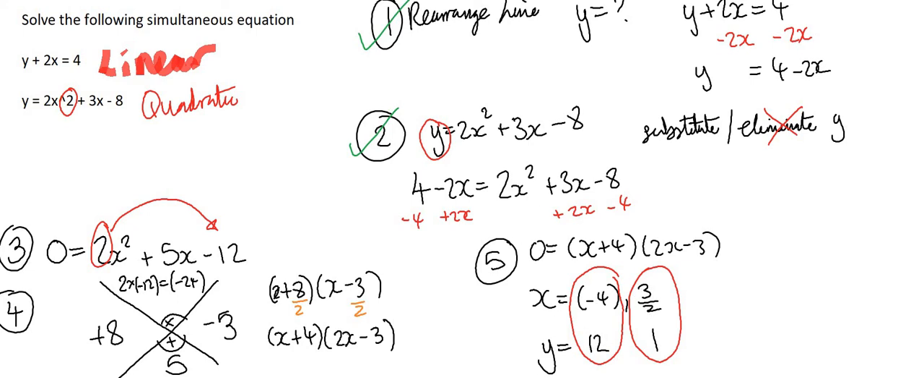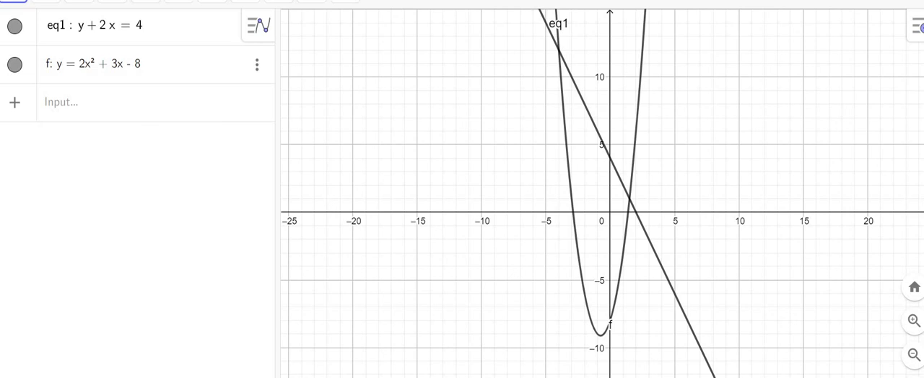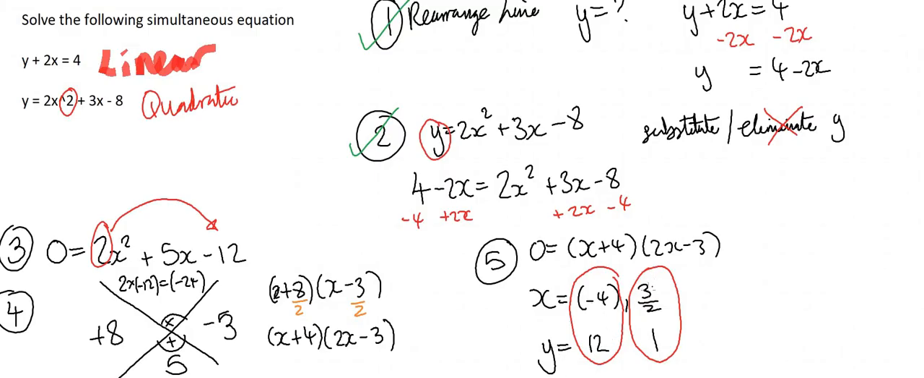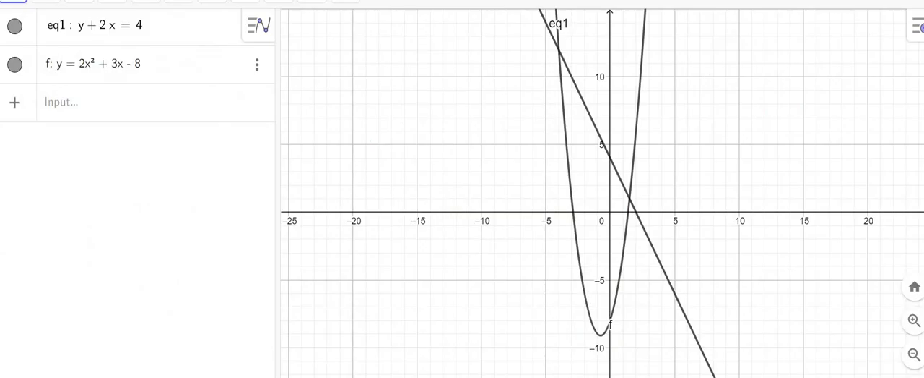Right, so now a quick look at the graph. So this is minus 4, 12. If we go minus 4, 12, you can see that's that point there. And we've got 1.5, 1, which is that point, 1.5, 1. Remember we said it's where basically both equations are equal. That's the linear one. That's our quadratic.